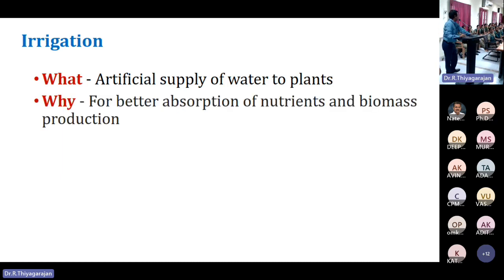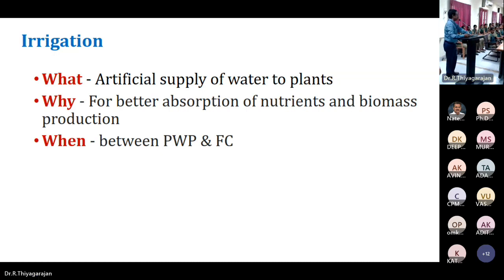Next, please. So, why should we irrigate? Because once the crop cultivation started, we were not irrigating. But why we irrigate, you all know the answer. I don't want to go into those basics. Next, please. When do you irrigate? This also you know. So below PWP, see what happens?